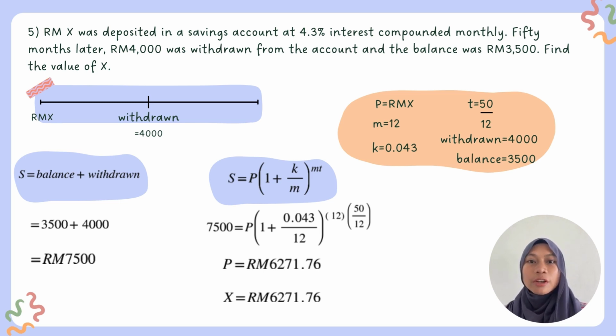So, first, we need to find the S by using S = balance plus withdrawn. 3,500 plus 4,000 equals 7,500. After that, we use the formula S = P(1 + K/M)^(MT). So, we apply the amount of S that we got earlier into the formula. Since we need to find X, which is the P, just apply all the information into the formula and use your calculator to calculate. In the end, we will get the X amount, 6,271.76.